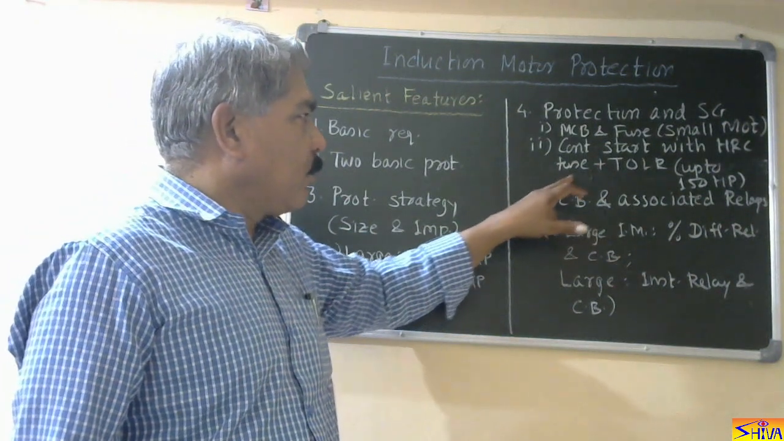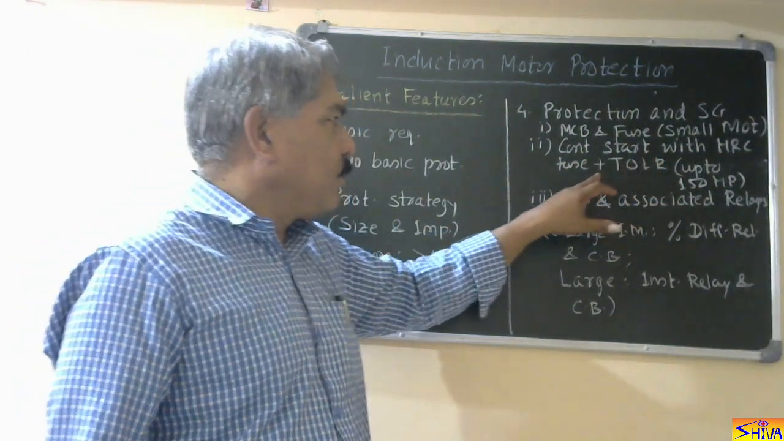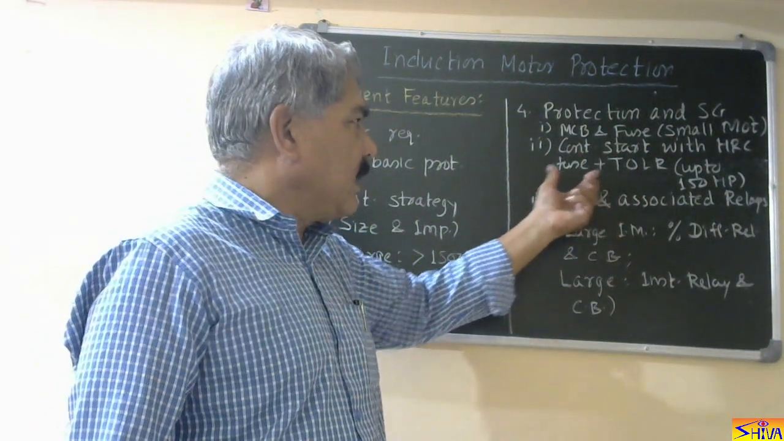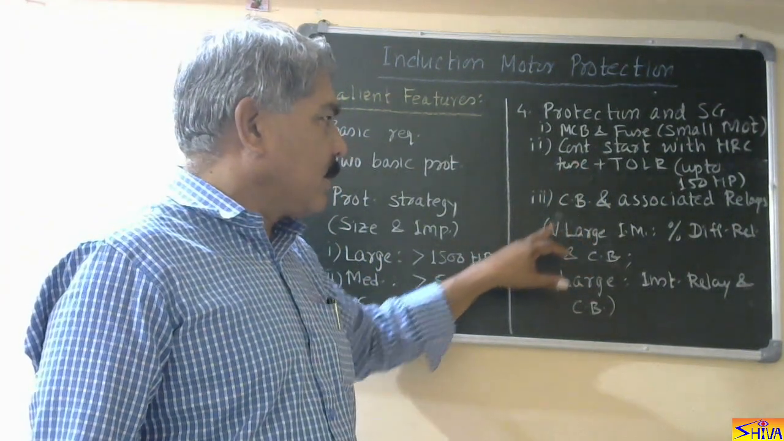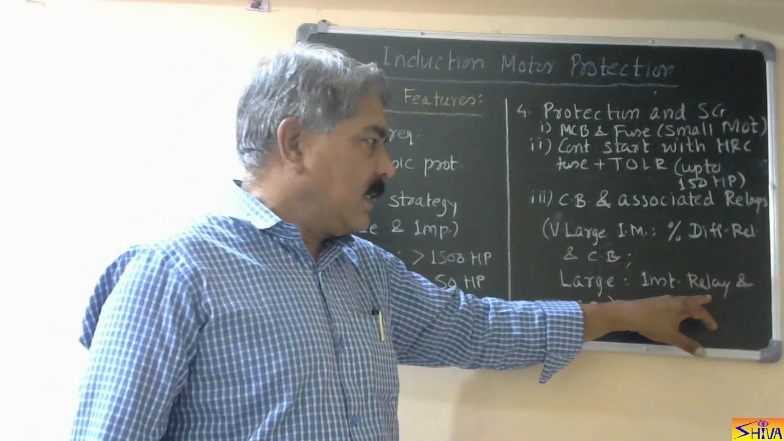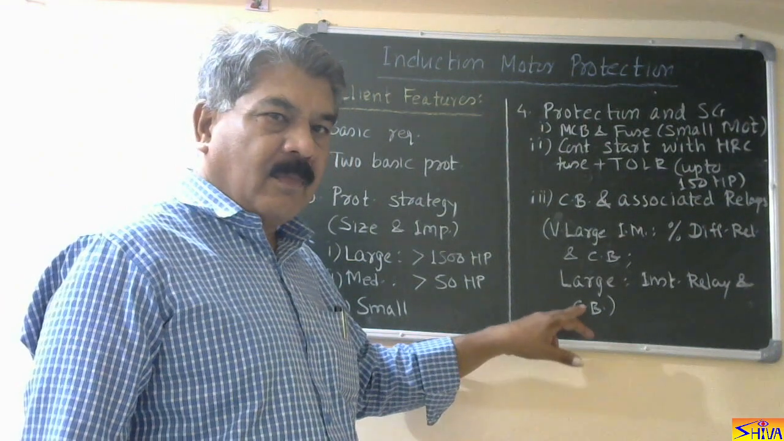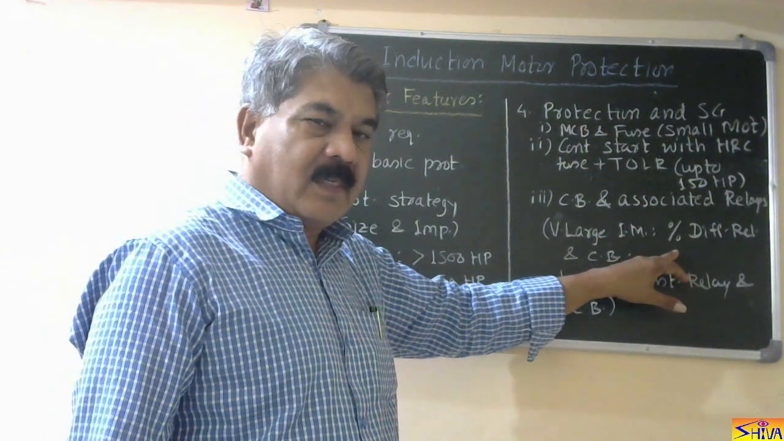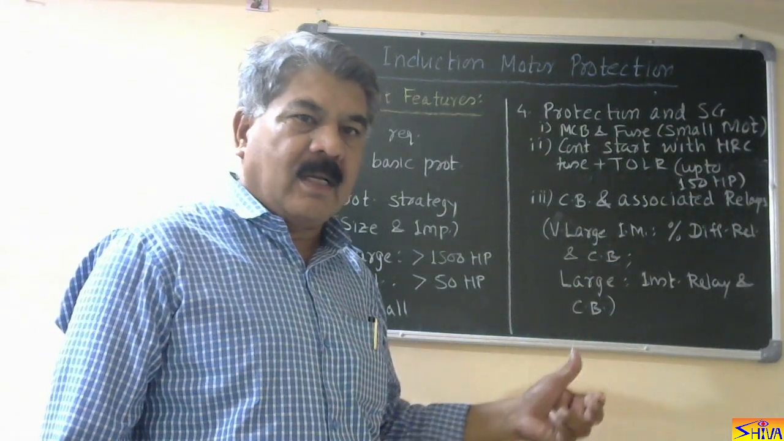Then for medium motors, that is up to 100 horsepower, 150 horsepower, it is contactor start with HRC fuse plus thermal overload relay. Here thermal overload relay acts as overload protective device and HRC fuse acts as short circuit protective device. Now for large induction motors and very large induction motors, we are using circuit breaker and associated relay. If it is large induction motor, instantaneous relay is acting as short circuit protective device and corresponding circuit breaker. It can be air circuit breaker or oil circuit breaker. Then for very large induction motor, we are using percentage differential relay as protective device, and corresponding circuit breaker may be air circuit breaker or it can be oil circuit breaker.